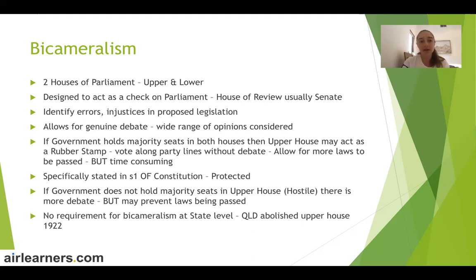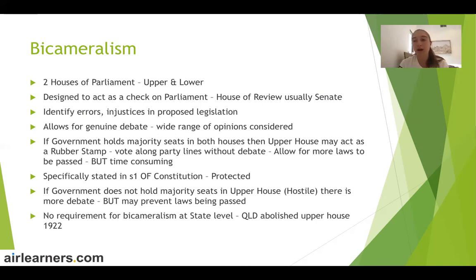However, the ability of the purposes of bicameralism to be achieved depends on the composition of the second house. So if government holds a majority in both the upper and the lower house, then the upper house may not actually provide for that debate and scrutiny, and may instead act as what we call a rubber stamp, which is where the members of the second house, usually the Senate, will just vote along party lines without any debate.